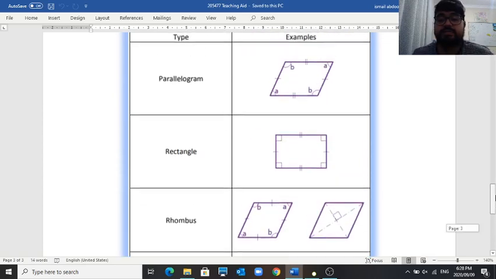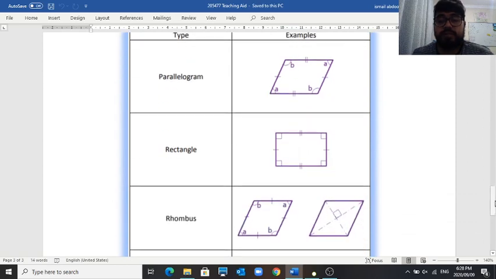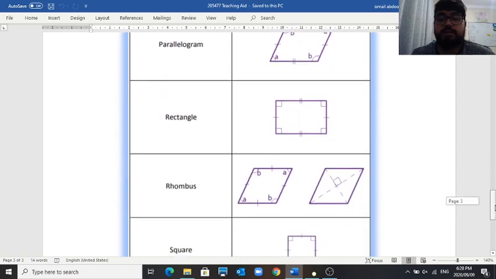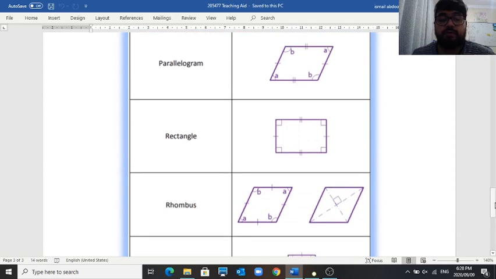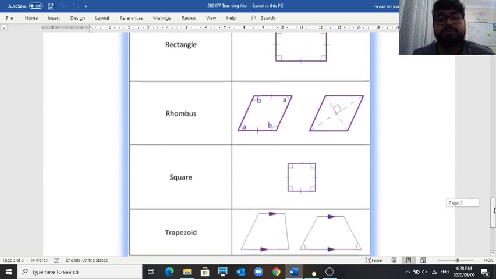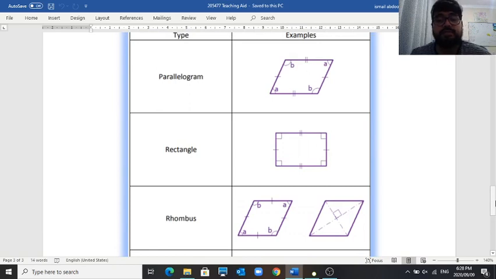Now we can see that all the lines, from our parallelogram to our rectangle and our rhombus and our square, are parallel, which means that they never meet. So the opposite sides are parallel.